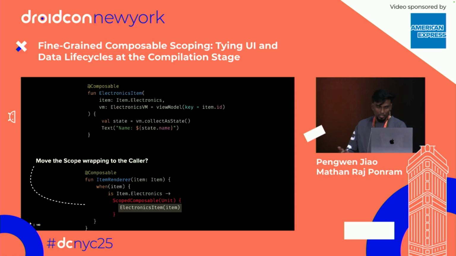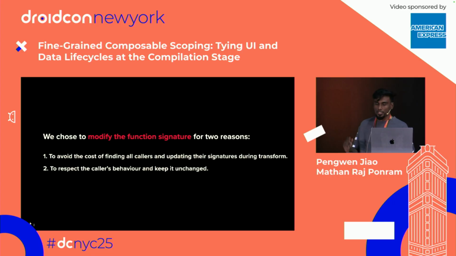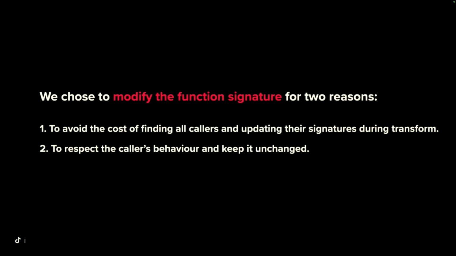This is another approach, maybe much simpler, but we decided to modify the function signature instead of the calling function for two reasons. We chose the first option, which is to avoid the cost of finding all the callers and updating the signatures during transform. So basically, let's say a composable function like electronics item is being called from 100 places. Now, if you want to update all the 100 function signatures, probably that's not a good idea. Changing the function body at all the 100 places is probably going to cost a lot. We don't want to do that.